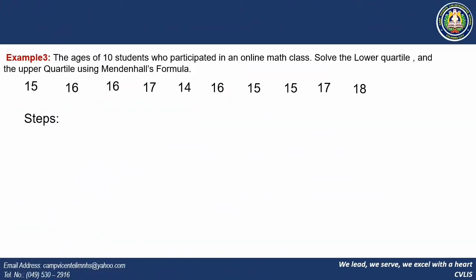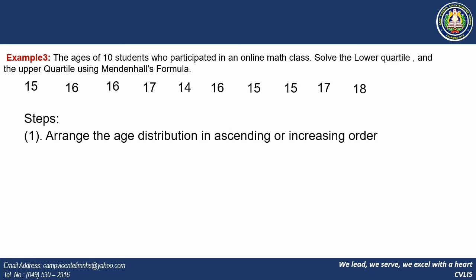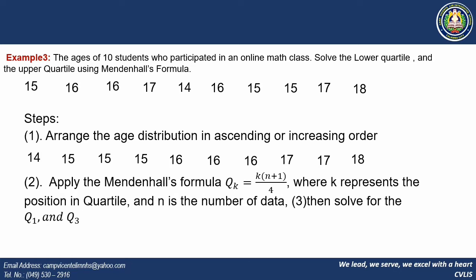For the third example, we have data consisting of the ages of 10 students who participated in an online math class. You need to solve for the lower quartile and the upper quartile using the Mendenhall-Sincich formula. We have 15, 16, 16, 17, 14, 16, 15, 15, 17, and 18. As you can see, they are not arranged in increasing order, so you need to follow the steps. Number 1. Arrange the age distribution in increasing order: 14, 15, 15, 15, 16, 16, 16, 17, 17, and 18.